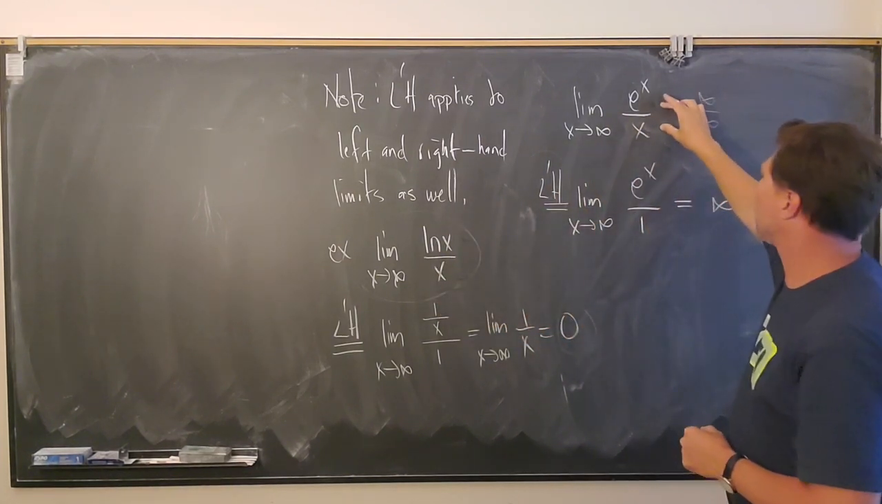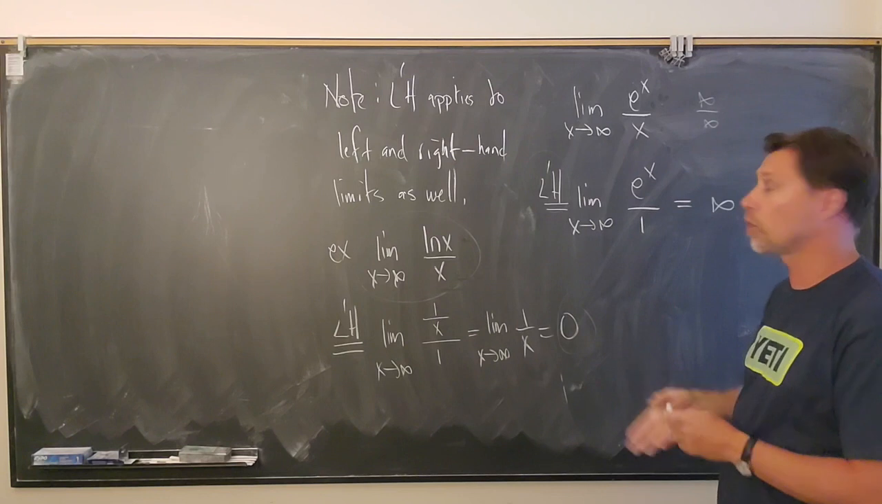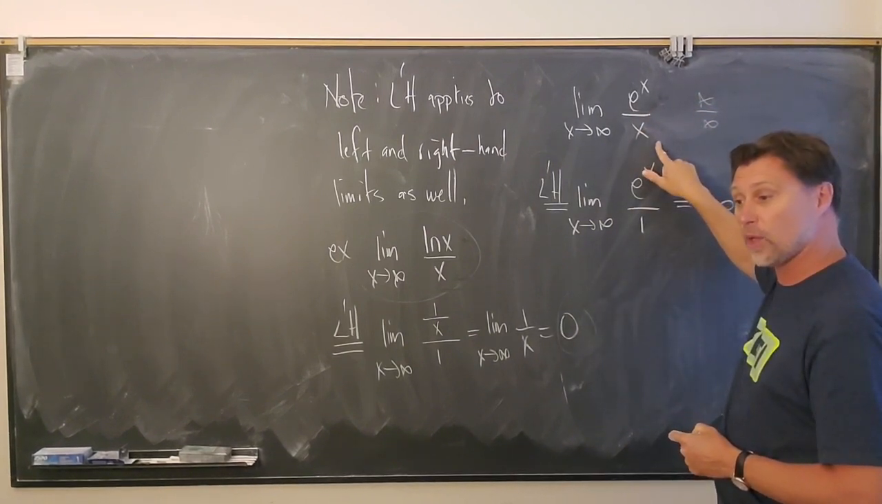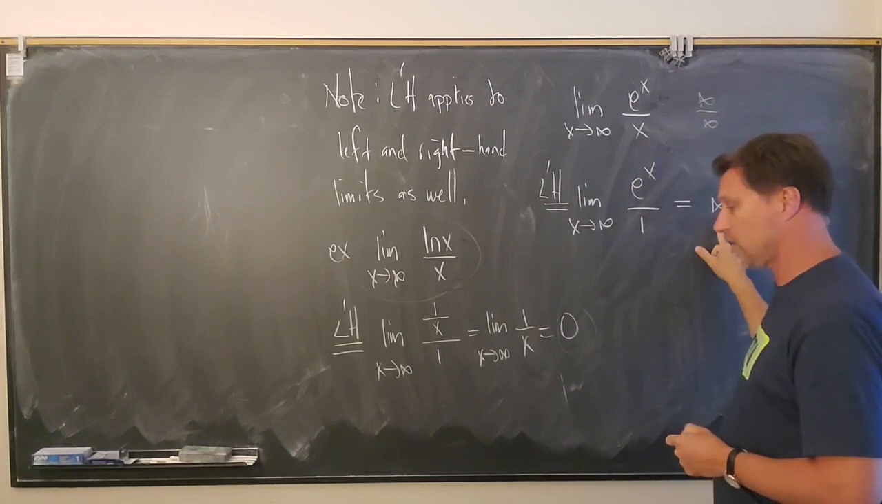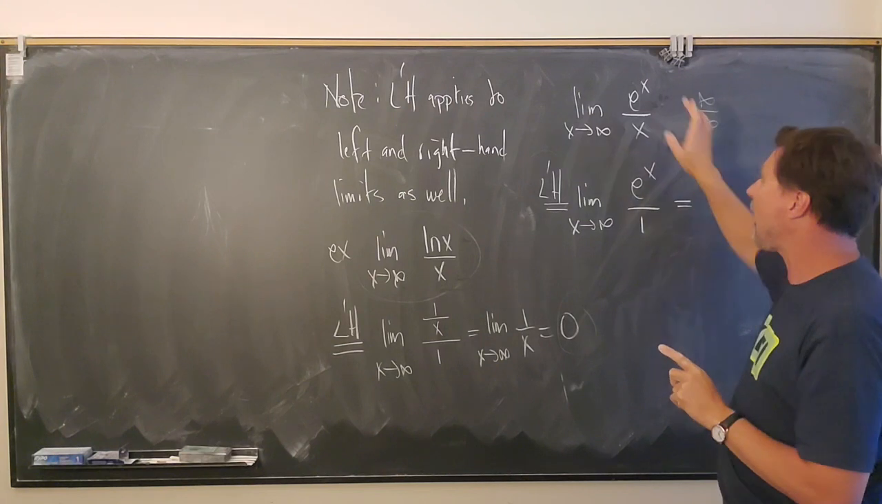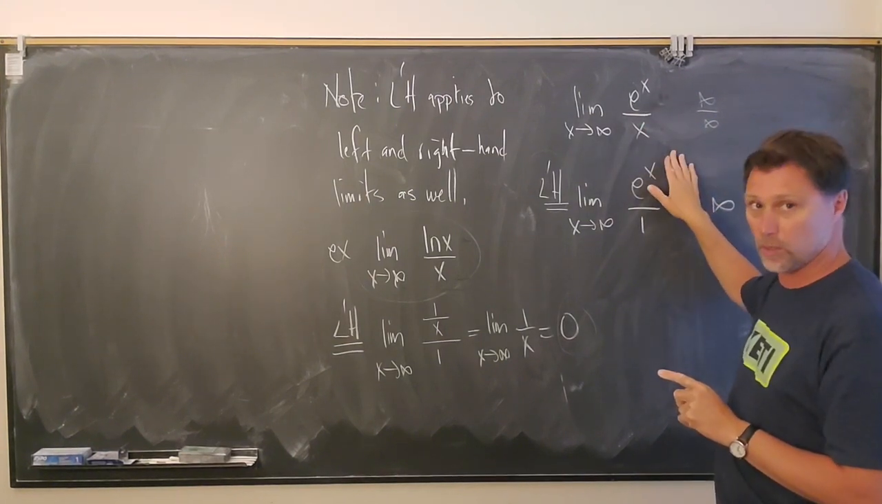In the second example, and you probably heard the term exponential growth, this is what it means. We have the exponential function over a polynomial function, and we get infinity. That tells us that the numerator is growing much, much faster than the denominator. Exponential functions always beat polynomial functions.